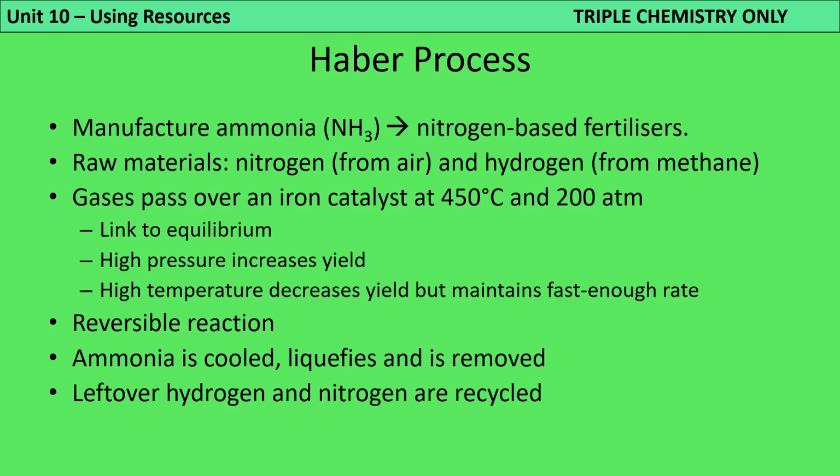Once the ammonia is produced, the mixture of gases is cooled so that the ammonia will liquefy while the nitrogen and hydrogen remain as gases, and the ammonia is removed. The leftover hydrogen and nitrogen are then recycled back round into the reactor to react again.